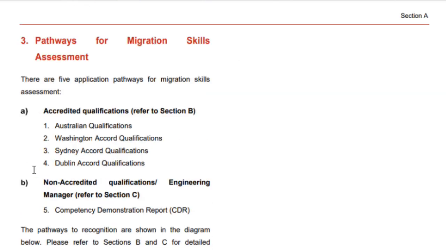Then let us take a look at pathways for the migration skills assessment. There are 5 pathways under which you can apply. There are broadly 2 categories: first, accredited qualifications, and second, non-accredited qualifications. In the accredited qualification there are 4: Australian qualifications, Washington Accord qualifications, Sydney Accord qualifications, and Dublin Accord qualifications. You need to apply under the correct category or pathway, otherwise your application might be rejected.